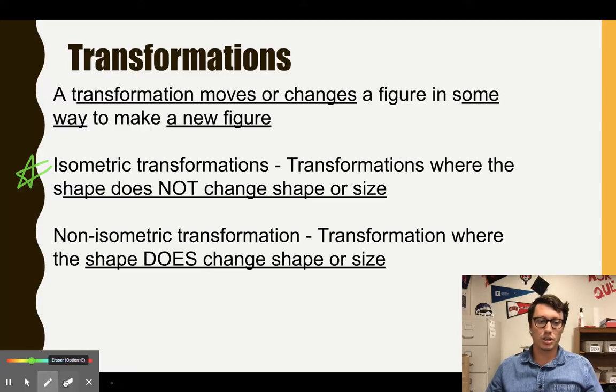So isometric is a transformation where the shape does not change shape or size. It just moves to a new location, but the shape and the picture itself stays the same. Non-isometric is a transformation where the shape does change shape or size.